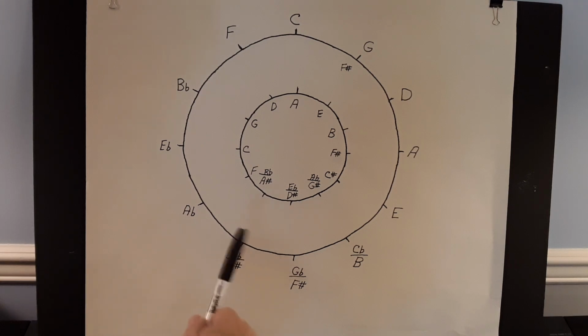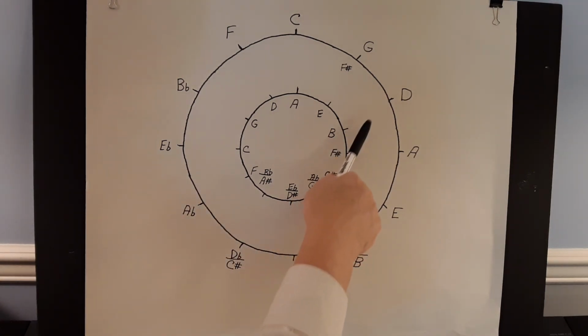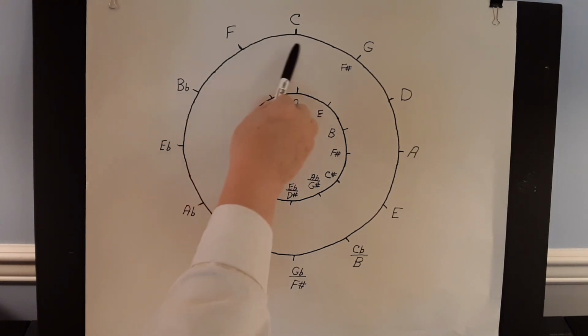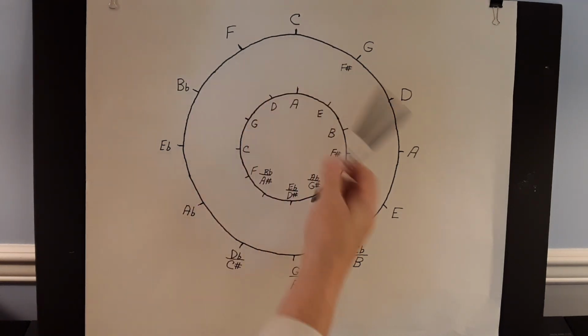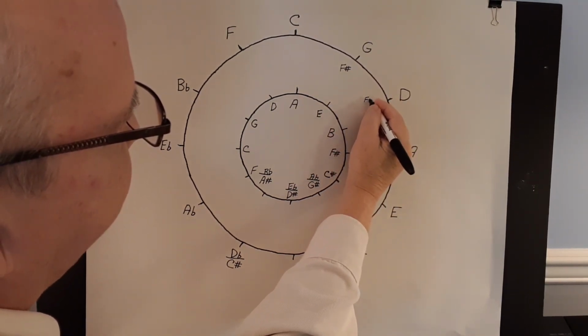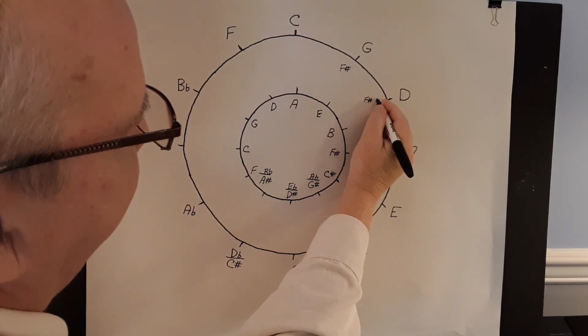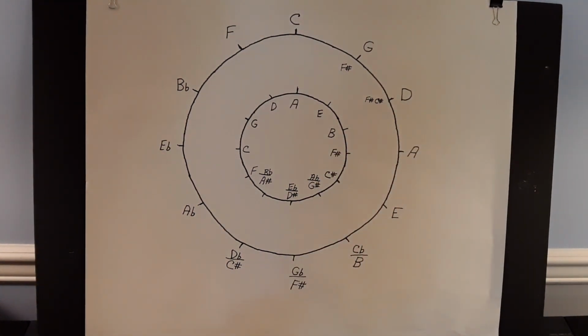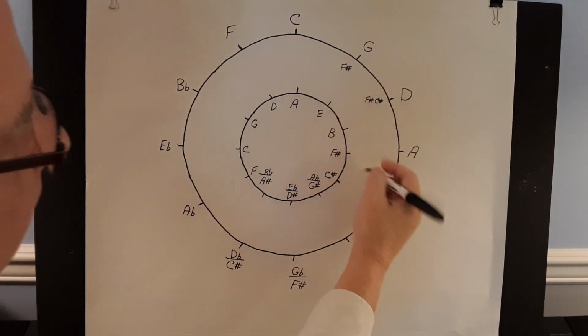Now we have to add our additional sharps, and they increase by one as we come around. But if you recall, I mentioned that the sequence for adding sharp notes is actually on the circle. We start right here, and the next sharp note is C. So F carries forward, and we'll put F sharp and C sharp for D major. And then these two will carry forward.